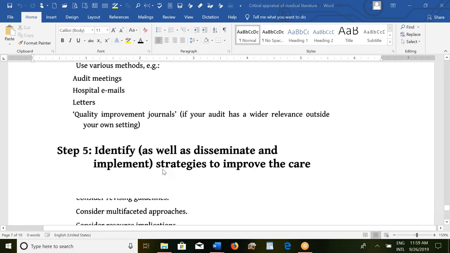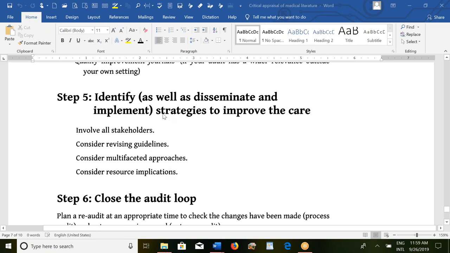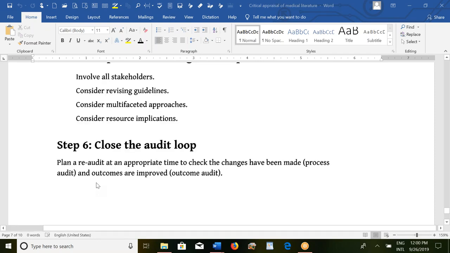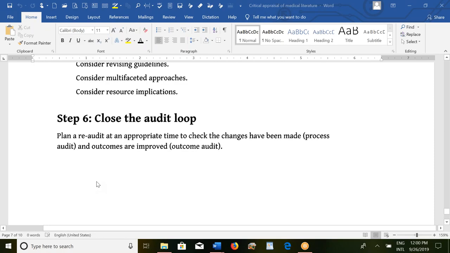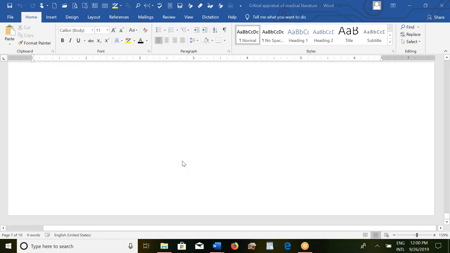Then in the fifth step, you should identify strategies to improve the provision of care. You will involve all who are responsible for the care, like the organization, patient committees, and your hospital staff. Then consider revising guidelines. Consider a multifaceted approach. Consider resource implications. Then you will close the audit loop. You will plan a re-audit at an appropriate time to check the changes have been made. This is called a process audit. And to see whether outcomes are improved, you will have to make an outcome audit also. So that's how you are going to complete your audit.